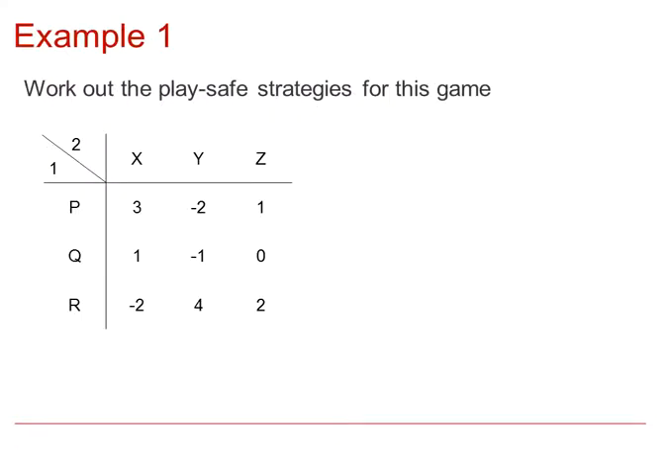So let's work out the play-safe strategies for this game. You may wish to pause the video here and do this for yourselves first. Remembering that we want to look for the row minimum and the column maximum. So the row minimums are going to be -2, -1 and -2, while the column maximums will be 3, 4 and 2.